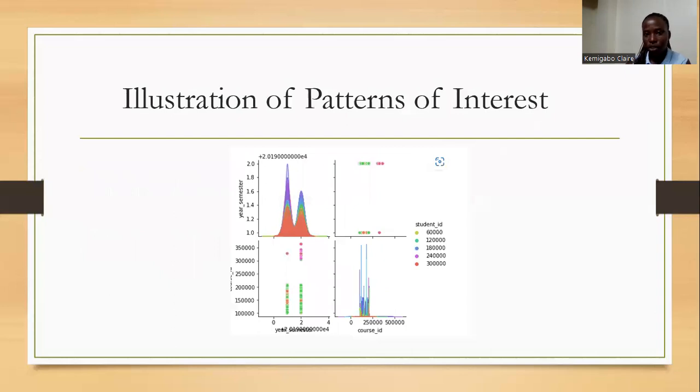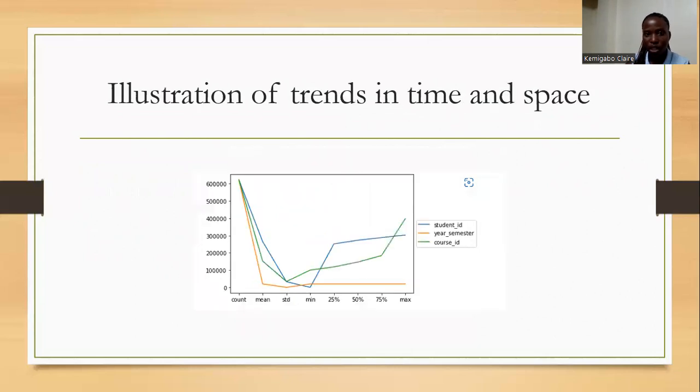Then the illustration of patterns of interest. Here it generates different graphs based on the student ID and the course ID. And those are the graphs that it generated.